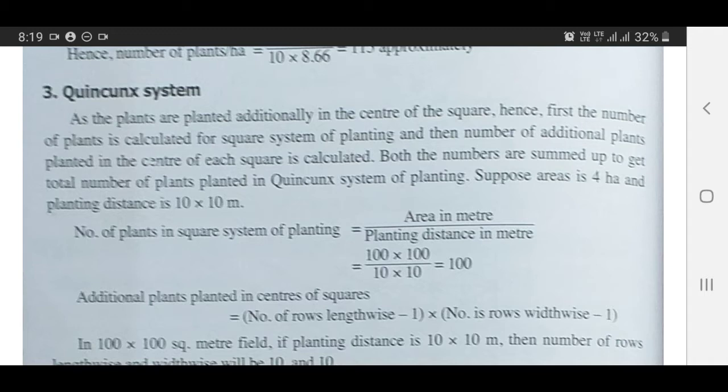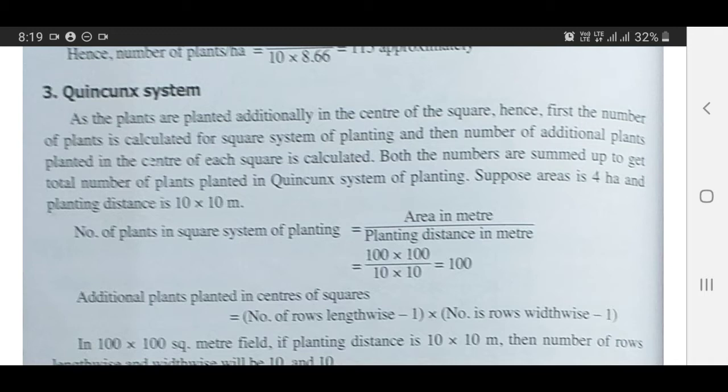As the plants are planted additionally in the center of the square, first the number of plants is calculated for a square system of planting, and then the number of additional plants planted in the center of each square is calculated. Both the numbers are summed up to get the total number of plants planted in quincunx system of planting.